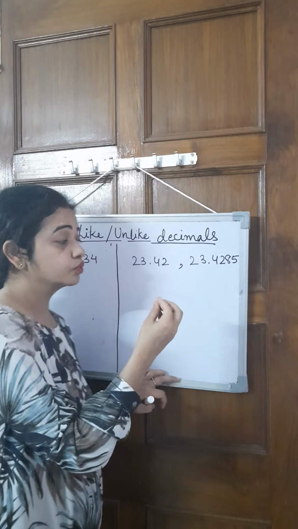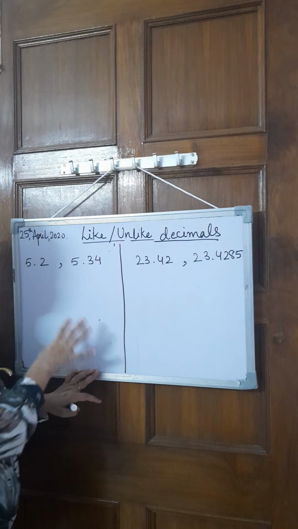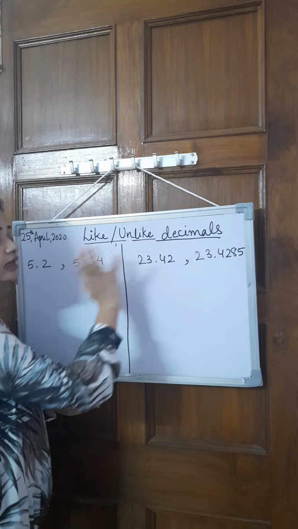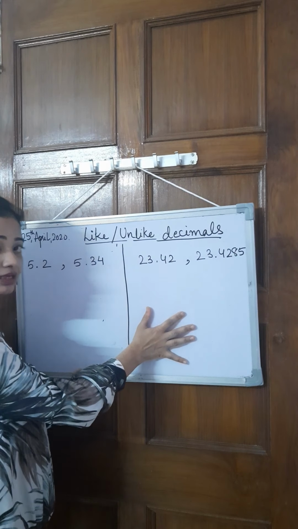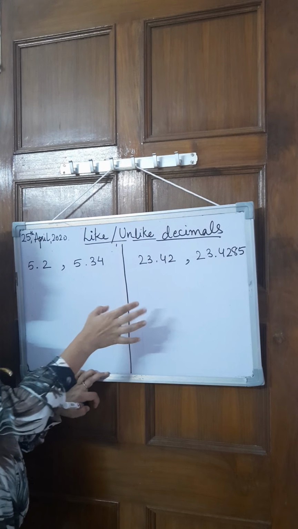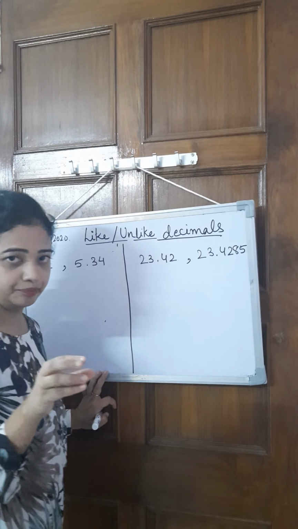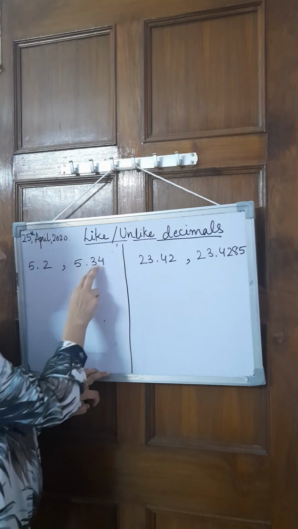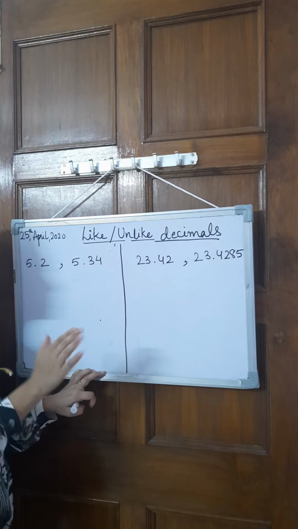Right now, if I look at these two pairs of decimal numbers that I have written, these decimal numbers are unlike decimal numbers. Why are they unlike? Because if I see the places after the point, the places after the point are not the same in the numbers. Here I have one place after the decimal, here I have two places after the decimal. So we can say that these two decimal numbers are unlike.